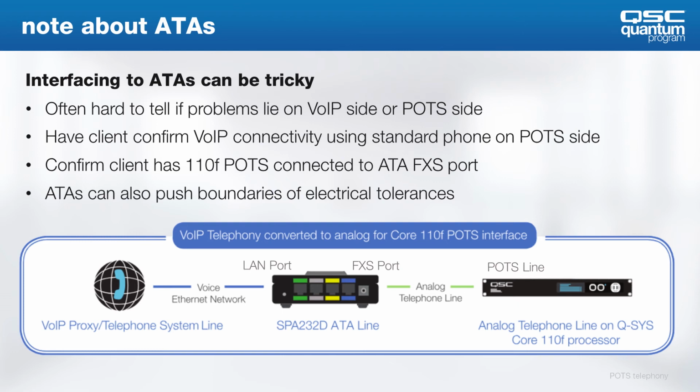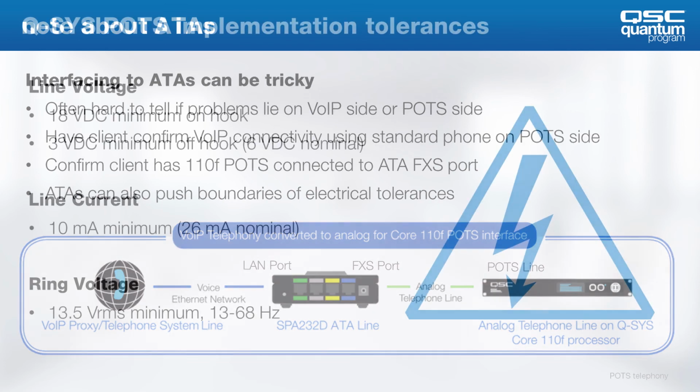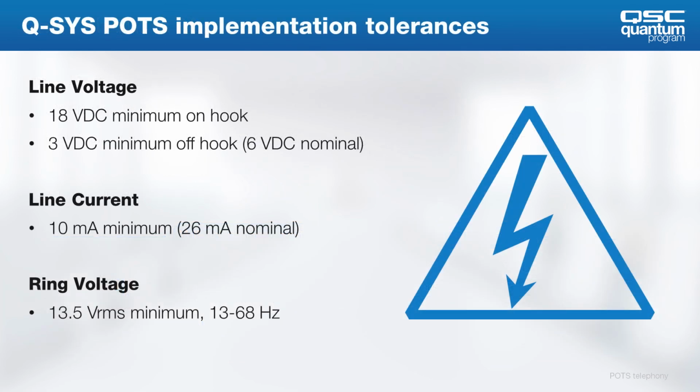When troubleshooting, it's often good to have a simple phone that you can connect to the analog side to verify VoIP operation even before you get Q-SYS involved. Also remember that it's important to have the correct ATA. The ATA needs the FXS port to interface properly with the Q-SYS POTS. When troubleshooting these or other POTS-related issues, it's useful to know the tolerance of the Q-SYS POTS interface. For example, line voltage needs at least 18 volts DC on hook and 3 volts DC off hook with a nominal 6 volts DC. You've got similar scenarios for line current and ring voltage, so I would take a good hard look at this slide and make note of these requirements.